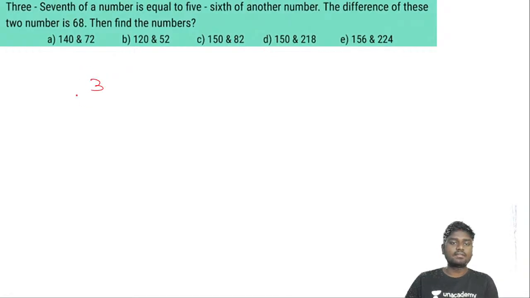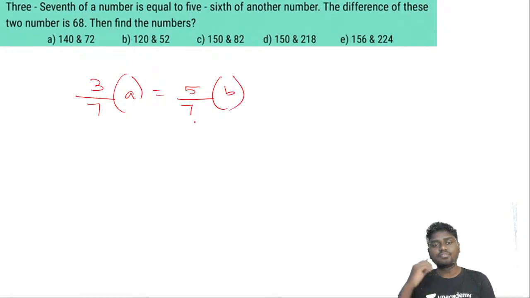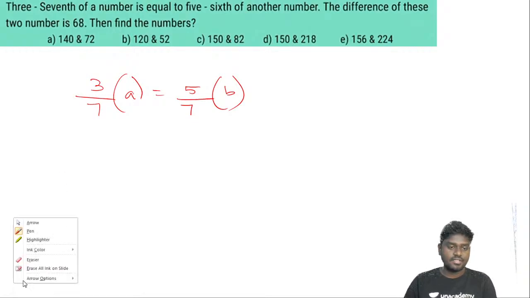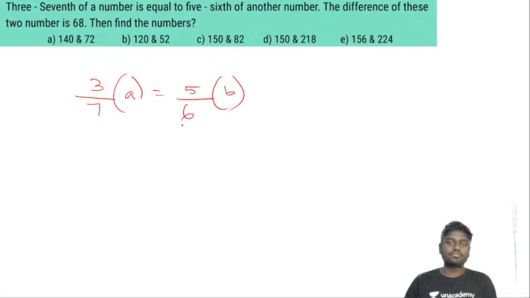I know the fact that 3 by 7th of a is equal to 5 by 7th of b. Listen carefully, guys. 3 by 7th of a number, which I took as a, is equal to 5 by 7. Sorry, not 5 by 7, it is 5 by 6th of another number. Okay? Cool. And you know the fact that the difference of these numbers is 68.